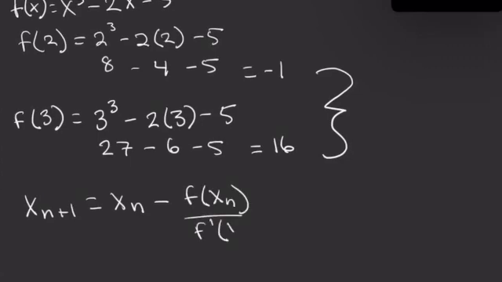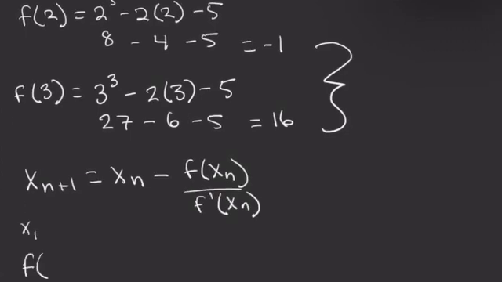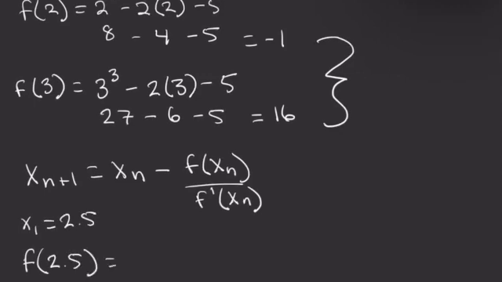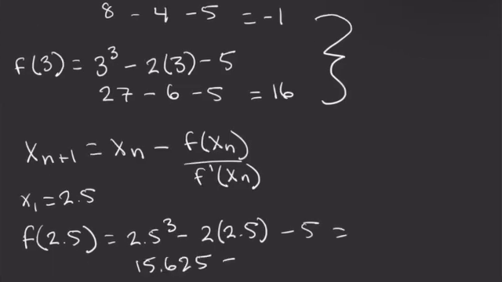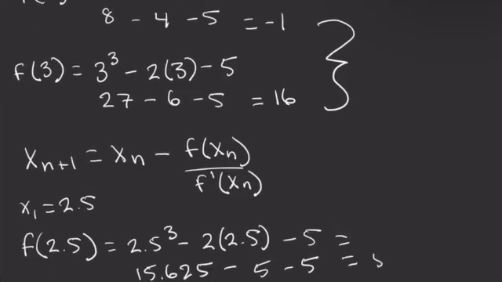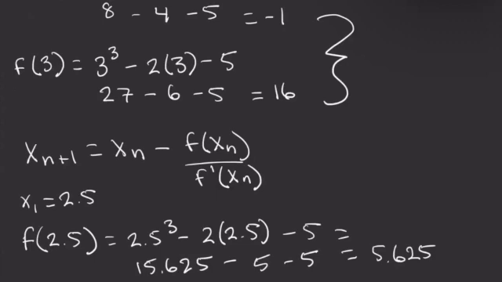We will plug in 2.5 as our x1 value. So first, let's plug in 2.5 to our original function. So we have 2.5 cubed minus 2 times 2.5 minus 5. And this gives us 5.625. So now we know our f of x1 value and how close we were to 0 with 2.5.